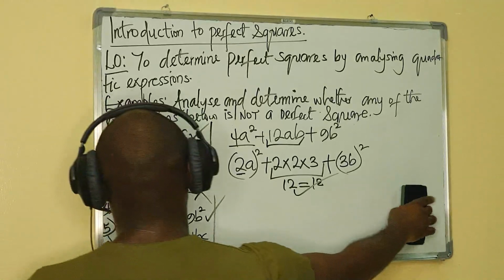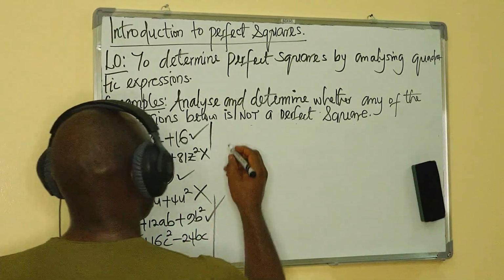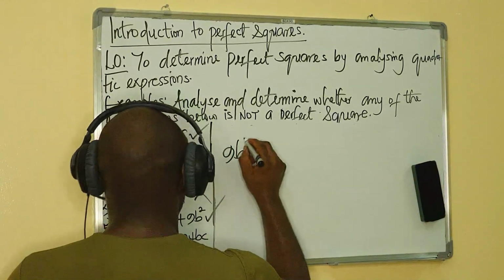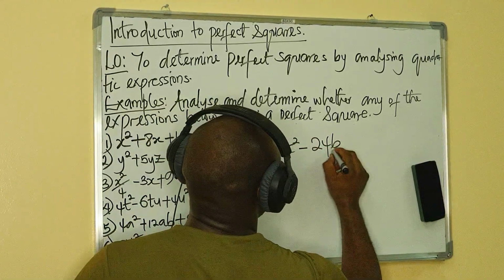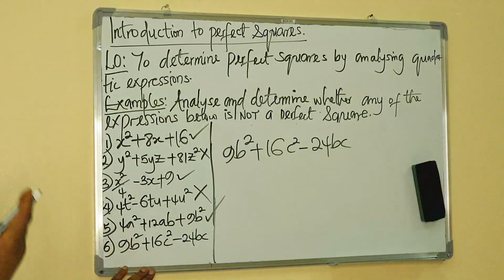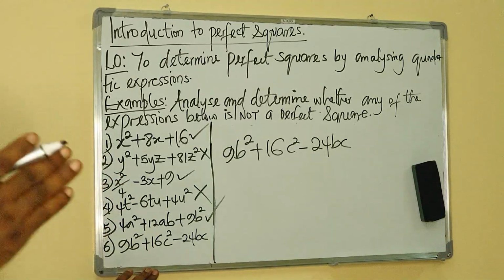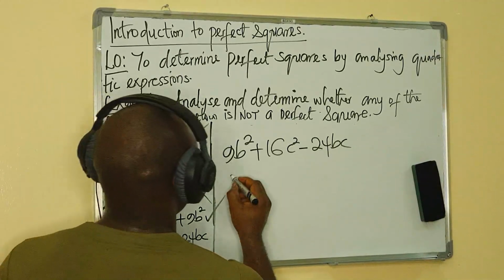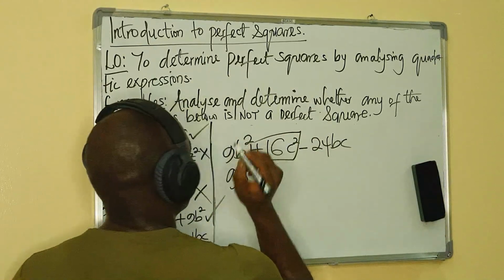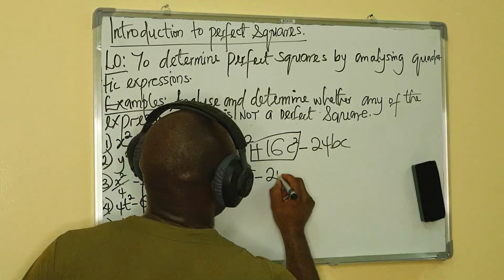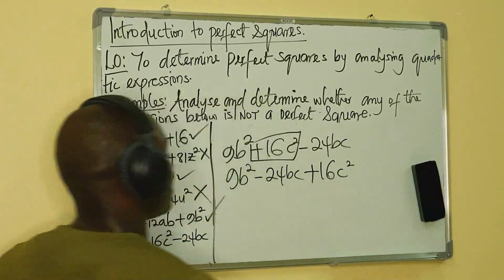The last example on the board is 9b squared plus 16c squared minus 24bc. Before you jump into solving, it is important to rearrange the problem in the form of ax squared plus bx plus c. Don't forget that. So the first one, 9b squared, is already properly arranged, but this is the c term, which doesn't have to stay here. Hence, negative 24bc comes next, and plus 16c squared comes third.